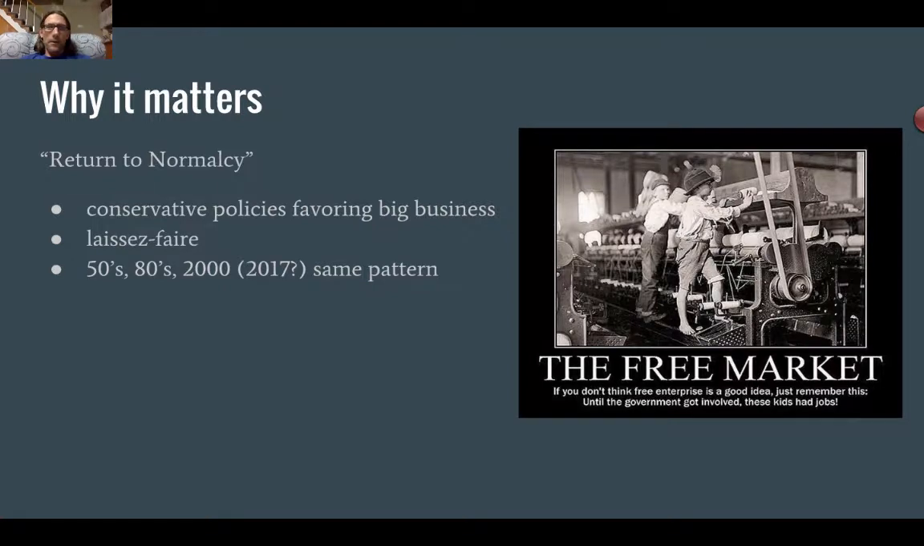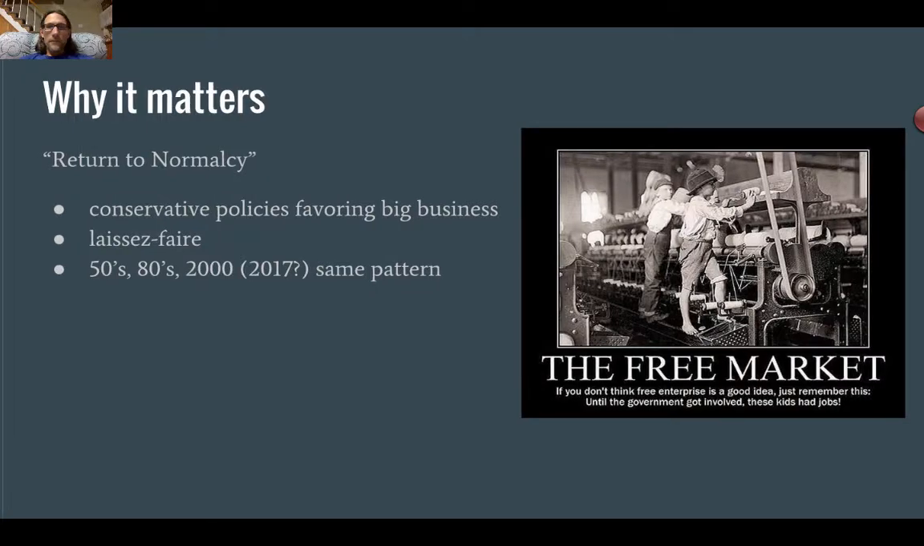And probably in this 2017 current election, we're probably going to see the same pattern because we're already hearing talk of less regulation of businesses and of banks and of the Environmental Protection Agency. So we're going to see a lot more conservative, pro-big business policies being put in place.